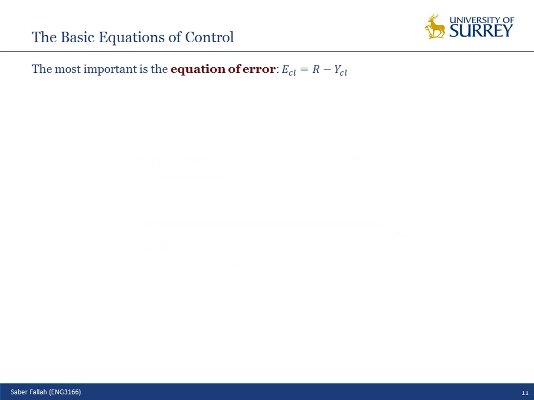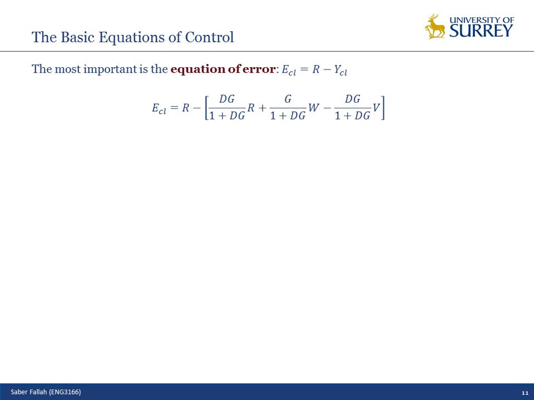Okay? So again, the most important thing in a feedback control system is error. We want to make error equal to 0 in order to have Y closed loop equal to R, so our closed loop response is close or exactly the same as the reference input. If I build up my closed loop error, which is the difference between the reference input and the output of the closed loop system, I will have these relations.